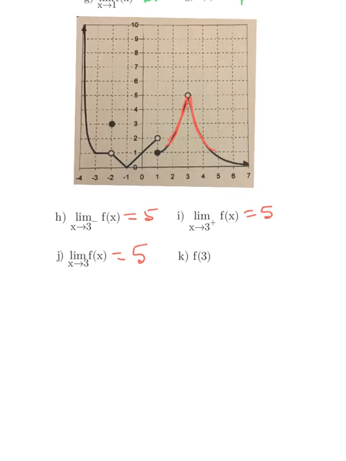On our last example, K, we are asked to find the value of the function f of 3. When you look at the x value of 3, you are supposed to be looking for where there is a solid dot. There is no solid dot at the value of x equals 3. So the function does not exist at x equals 3. What I wanted you to see in this example is that the limit could exist, but the function does not.